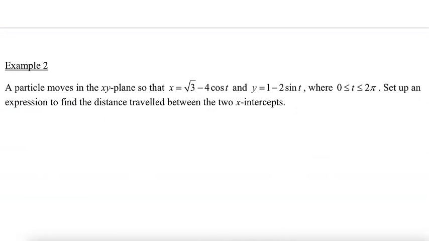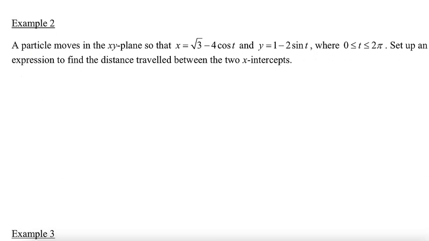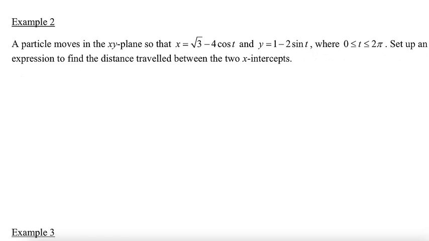Again, these really aren't that much different from parametrics. Okay, a particle moves in the xy plane such that x is this, y is this, where I'm limited on the unit circle essentially. Set up an expression to find the distance traveled between the two x-intercepts.